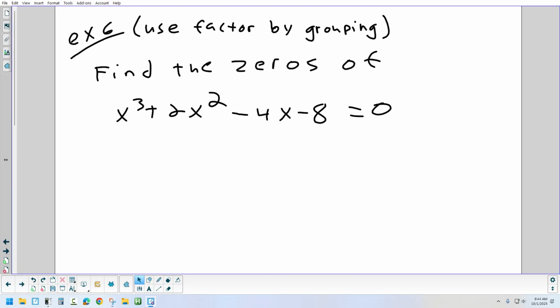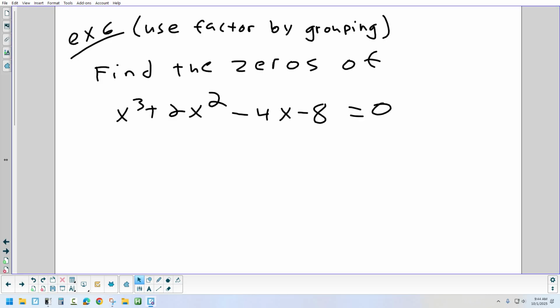So let's try a couple, we'll finish up. This is the reverse now. I'm not asking you to come up with an equation. I'm giving you the equation. I want you to tell me the roots. And they give you a hint on the first one to use factor by grouping.